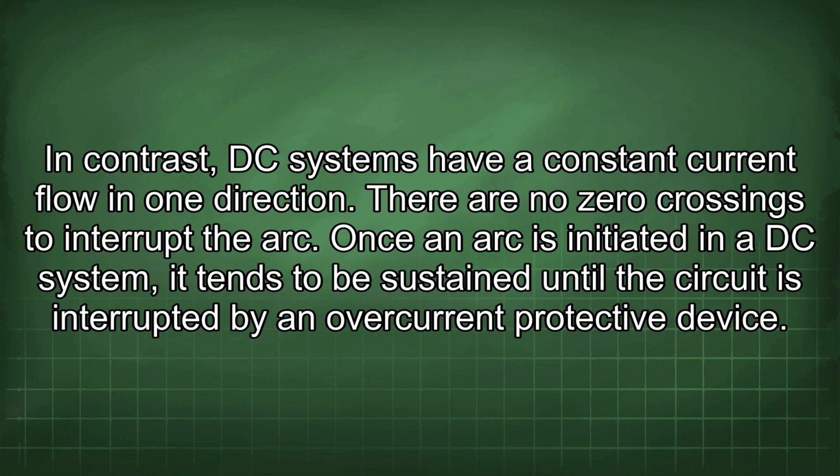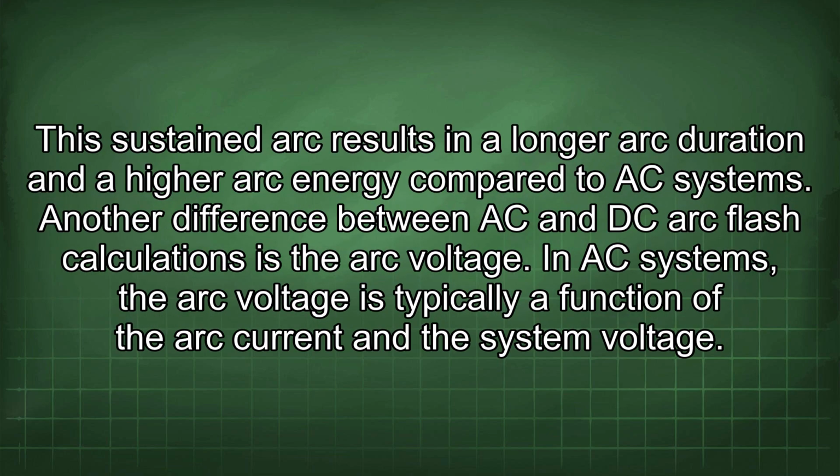In contrast, DC systems have a constant current flow in one direction. There are no zero crossings to interrupt the arc. Once an arc is initiated in a DC system, it tends to be sustained until the circuit is interrupted by an overcurrent protective device. This sustained arc results in a longer arc duration and a higher arc energy compared to AC systems. Another difference between AC and DC arc flash calculations is the arc voltage.